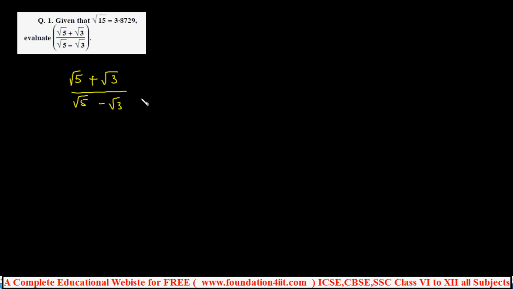But first of all we do rationalize the denominator. This value we need to find out, so for that we need to rationalize the denominator. That means whatever the denominator is, we multiply and divide with the opposite sign. There is a minus now, so with a plus sign we should multiply and divide: square root of 5 plus root 3 by root 5 plus root 3, with the opposite sign.